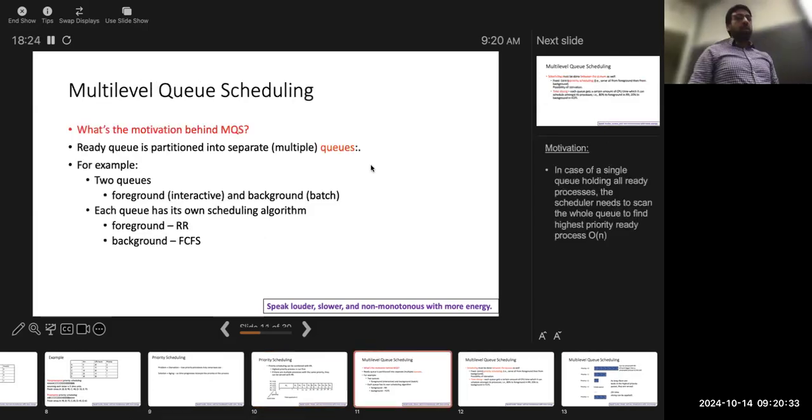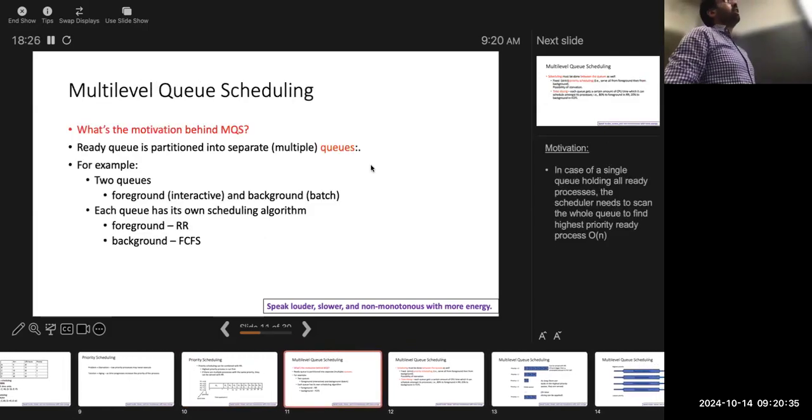So this is known as multi-level queue scheduling. You have multiple queues, one for each priority level. And I have explained what the motivation behind this is. You partition the ready queue into multiple separate queues. There is a more concrete example of where you can deploy this solution.